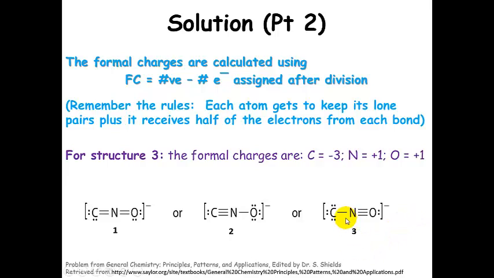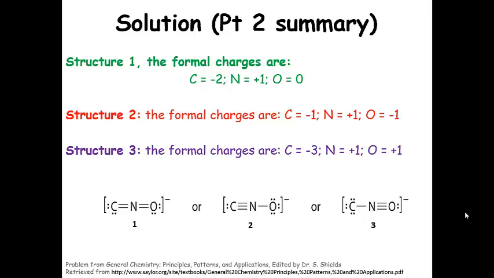For this one, carbon has 3 lone pairs, and it gets 1 from dividing that single bond, so that's 7. Carbon has 4 valence electrons minus 7 assigned after division, so that comes out to -3. Nitrogen comes out to +1, the same as all of the others. And oxygen this time has 1 lone pair and a triple bond, so it gets 3 from that triple bond. So oxygen is +1 in this structure. Okay, so which one's best? Here's a summary of all the different formal charges. Make sure that you can assign formal charges easily for each one of these structures.